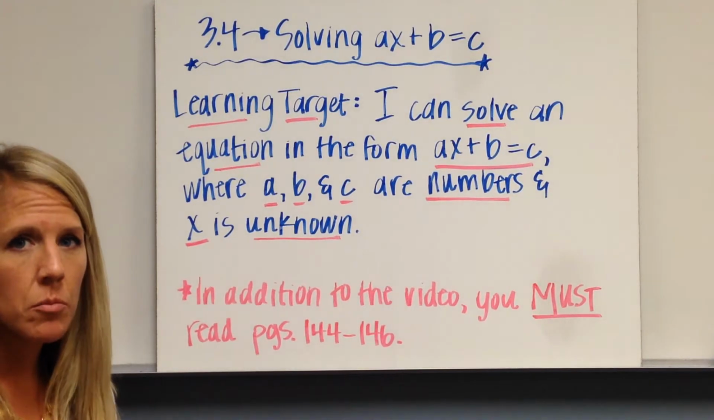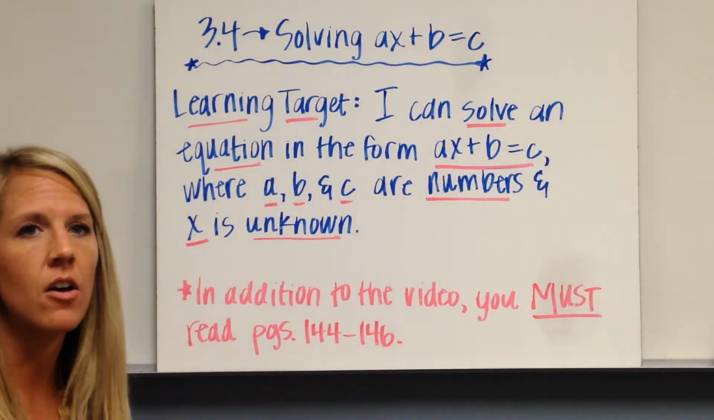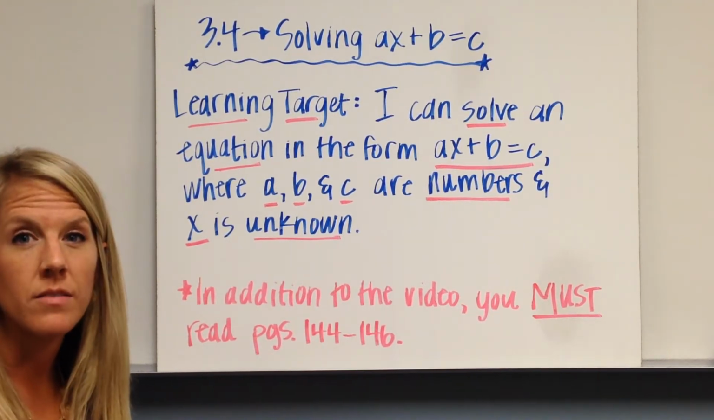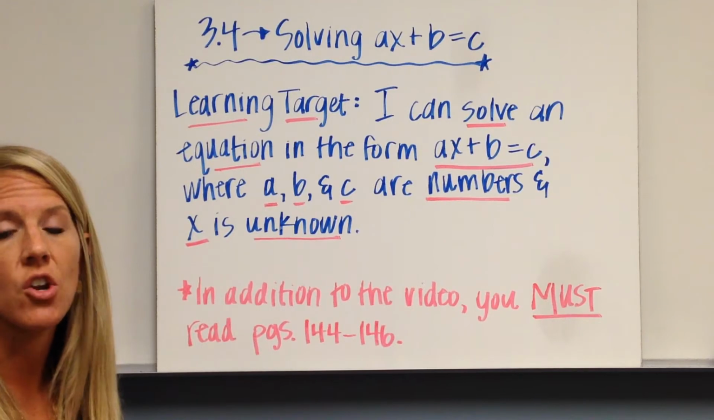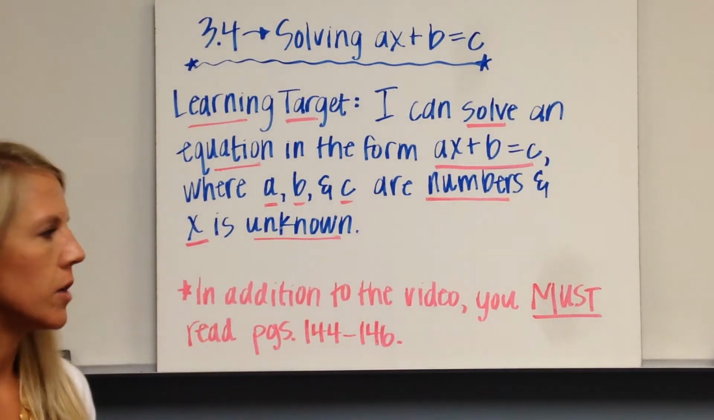A, b, and c are just numbers, and x is an unknown. But keep in mind, we know x is not always the way we represent an unknown, but it's a very common way. You can have different variables, m, n, r, t. So just keep in mind, x is an unknown or a variable.